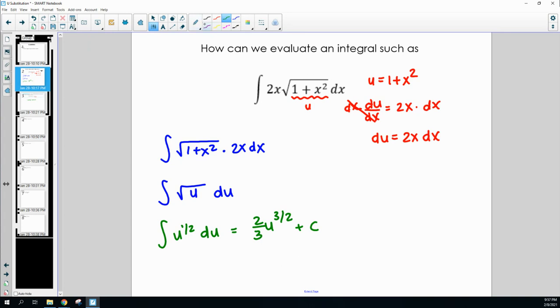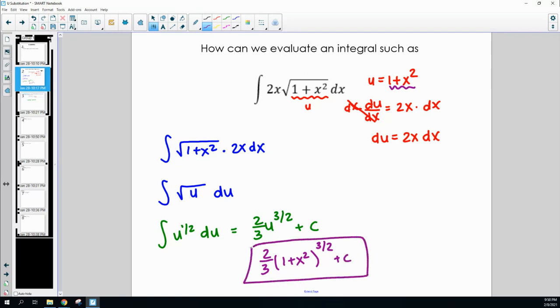So we're almost done. We're not quite done. Our final answer needs to be back in terms of what we had. So we don't want to use u anymore. We want to replace u with what we defined it to be. So our final answer would be 2/3. Now instead of u, we're going to put 1 plus x squared back in, and then it's to the 3/2 plus c. So we're getting rid of the x's and replacing them with u's in order to make it simpler, so that we can take the antiderivative using what we already know how to do, which is the reverse power rule. And then we're going to plug the expression for u back in at the end.